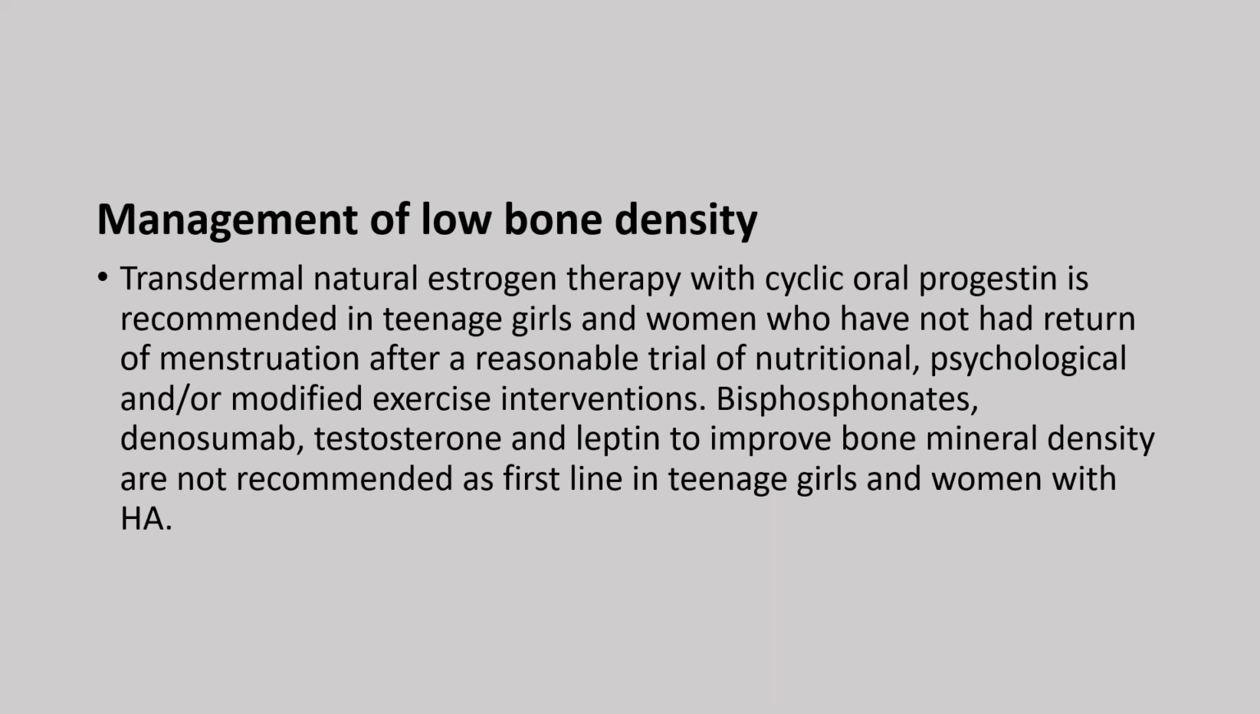So in these patients with secondary amenorrhea, first work on those conditions. If after that the patient still does not have normal menstruation, then you need to add the estrogens and the progesterone. Now the bisphosphonates or the denosumab, testosterone, or all these which are usually used in patients with osteoporosis are not recommended in these young girls as first line. As first line, you have to give the estrogen and the progesterone replacement.